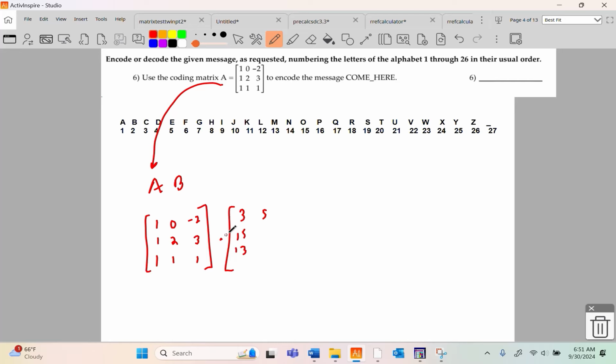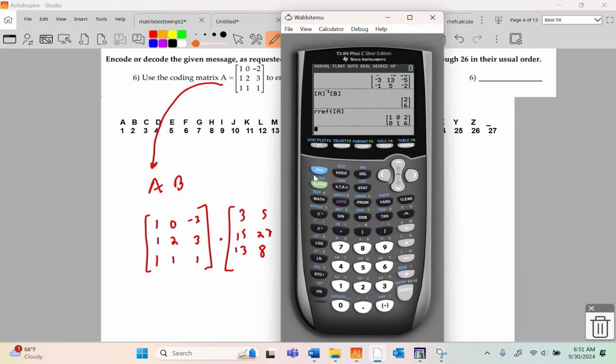We have to have the same number of rows here. Then we have the space, which is a 27. Then we have an H, which is an 8. An E, which is a 5. An R, which is an 18. And an E, which is a 5. But the coding matrix comes first. Remember that. That's how it works. And then I go back into matrices and I push a whole bunch of stinking buttons. I'm kind of tired of pushing buttons.